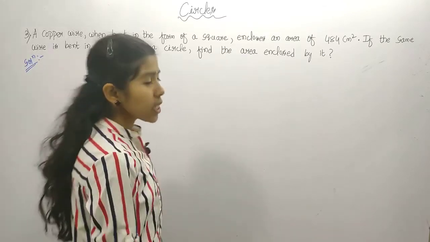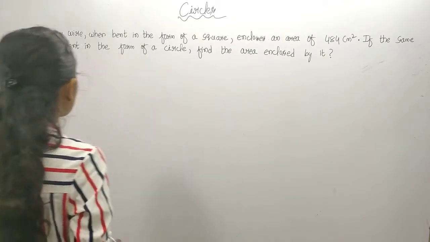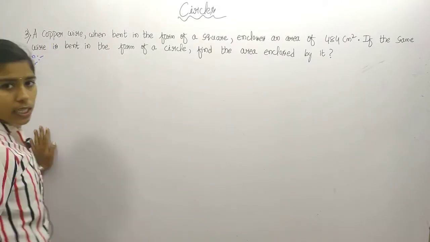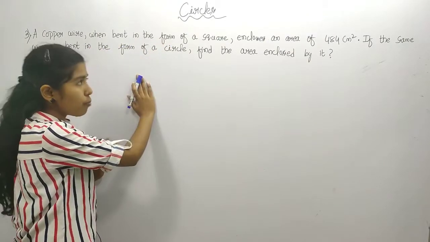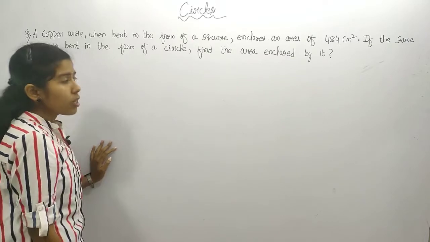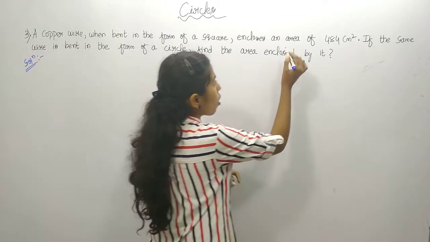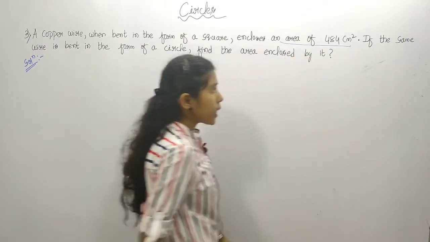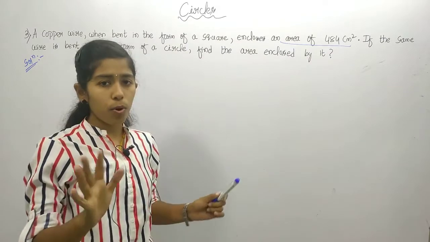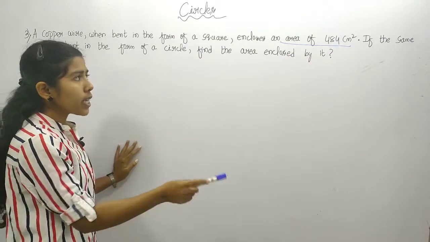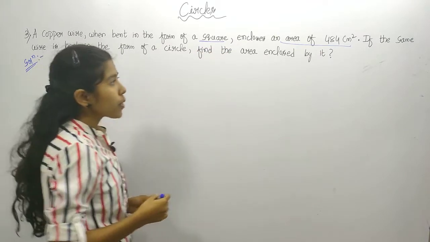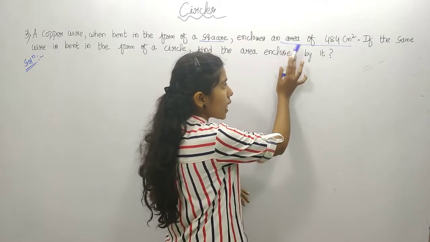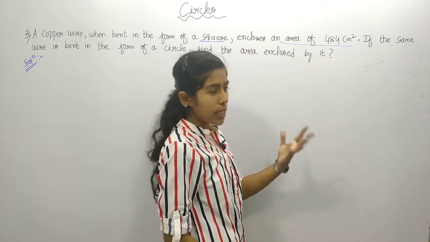So see, this is the next question. You see here a copper wire is there. If you bend the copper wire in the form of a square, then it will have an area of 484 cm square. You will bend that copper wire in the form of a square. Okay. So the area will become 484 cm square.